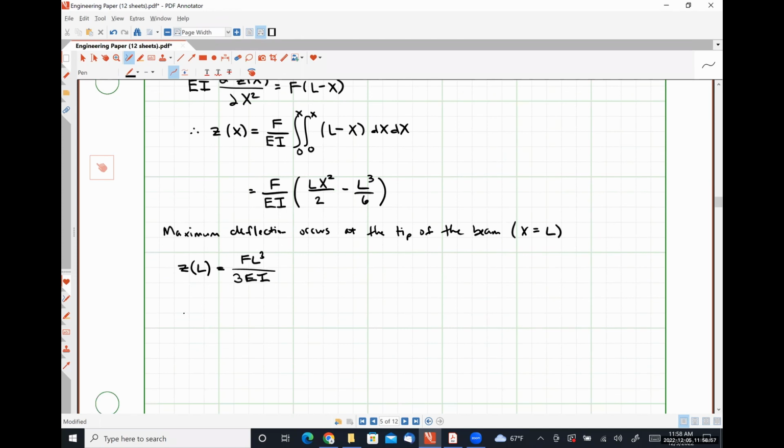We can rearrange this relationship to find that F is equal to 3EI over L cubed times Z, and writing it in the form of Hooke's law gives us our cantilever beam spring constant Kc times our tip displacement Z. And from this, we can see that our spring constant Kc is equal to 3EI over L cubed. Okay.